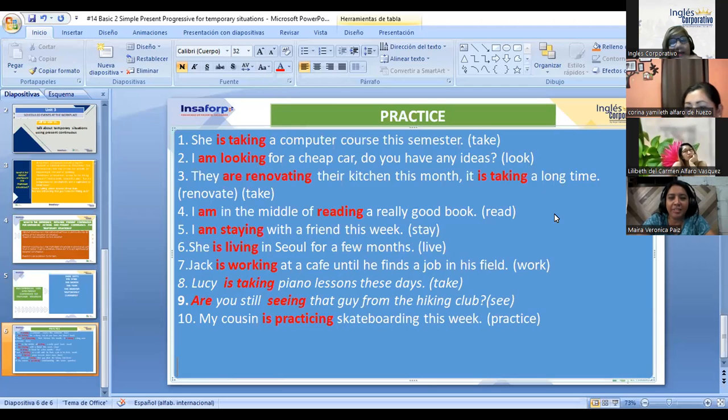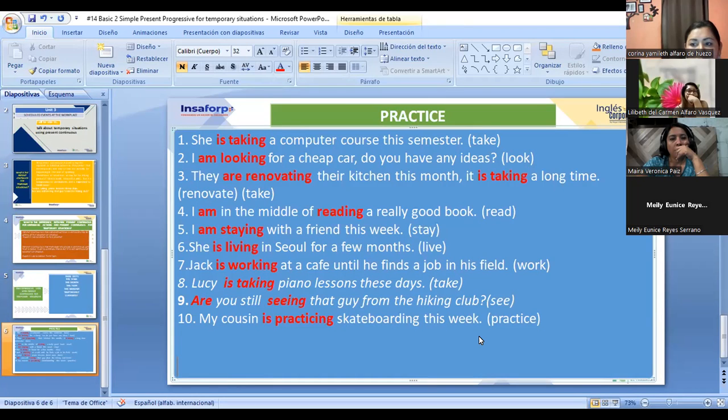Okay, I want to check. She's taking, looking, renovating, taking, I'm in the middle of reading, I'm staying, leaving, working, taking. Are you okay? Everything is okay. Now, listen, I'm going to read. And then Corina reads everything, then Lilibet, then Mayra, and then May. So pay attention, Corina. You are number one reading everything.